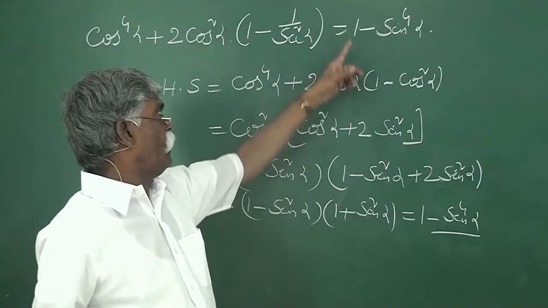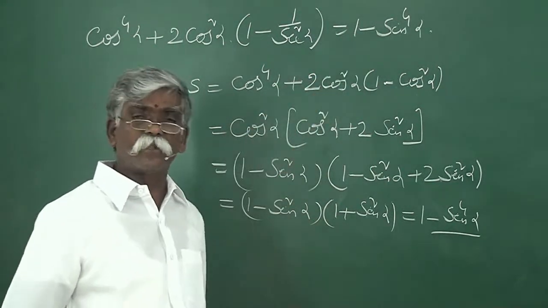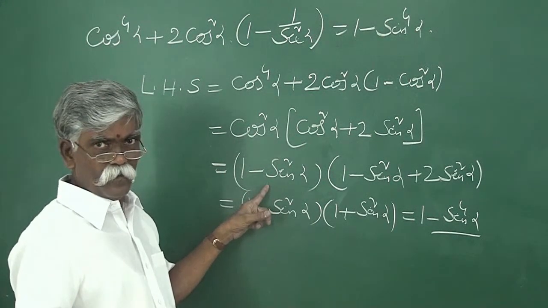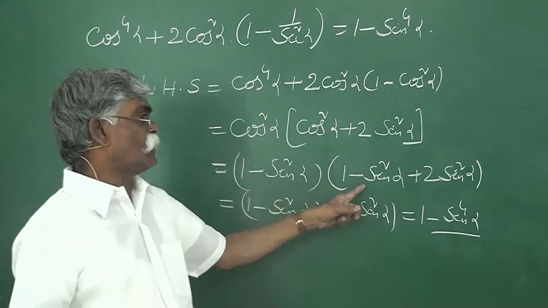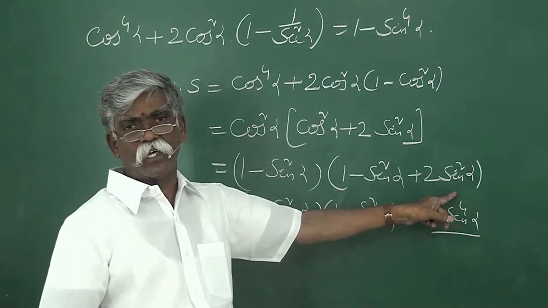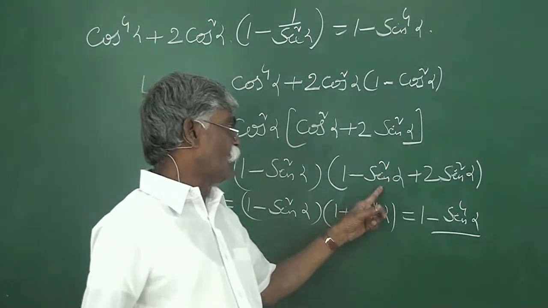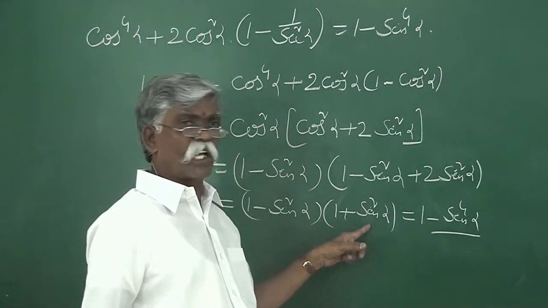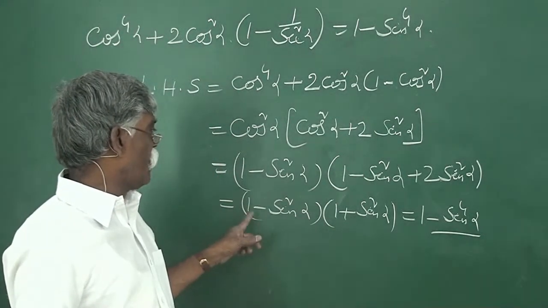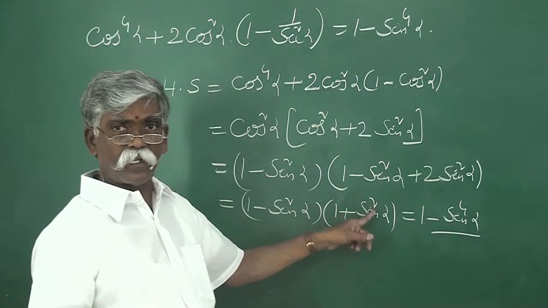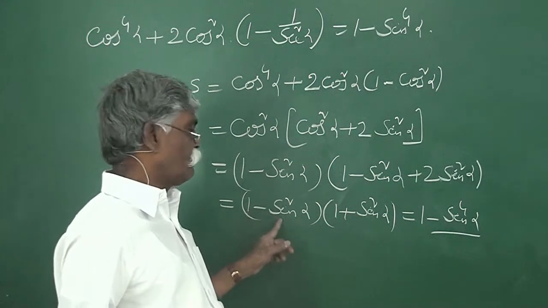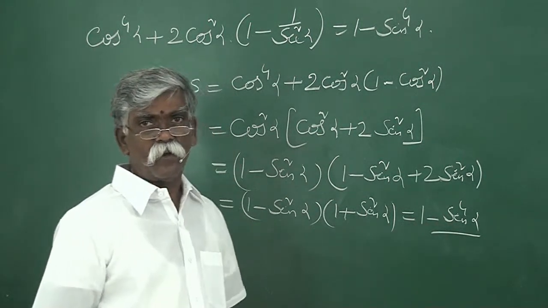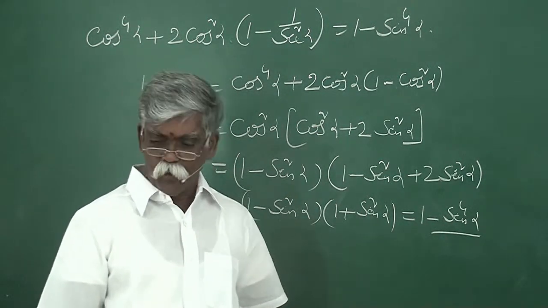So if we look here, the answer is expressed in terms of sine. Therefore cos square alpha is written as 1 minus sine square alpha. And this is also 1 minus sine square alpha plus 2 sine square alpha. Now this is minus sine square alpha and this is 2 sine square alpha. So this becomes 1 plus sine square alpha. So this is 1 minus sine square alpha into 1 plus sine square alpha. A minus b into a plus b equal to a square minus b square means 1 minus sine power 4 alpha.